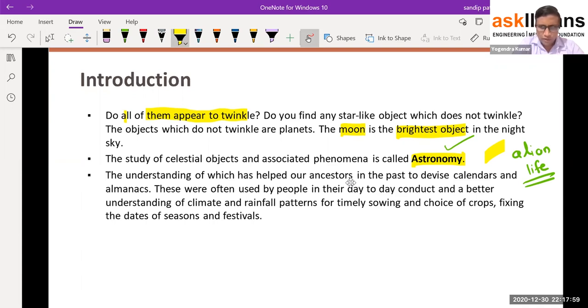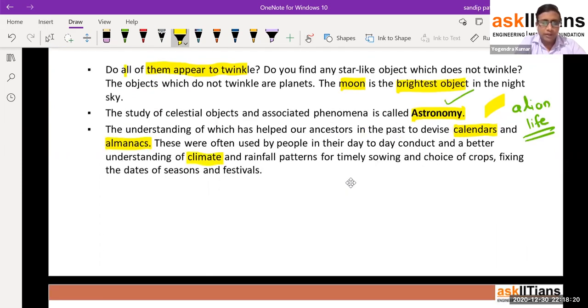This study of all these celestial objects, which we call astronomy, right? Even in old times, past times, many scientists, even from India, used to study this and prepare calendars, almanacs, etc. Then they could also understand the effect of climate, rainfall patterns, right? When rain will form, we know that now we have weather reports, etc. What should be the crops, what should be the seasons? We know there are three important seasons: rainy season, winter, and summer. Then when should be the festivals, etc. All things are dependent on the study of astronomy, we can say.